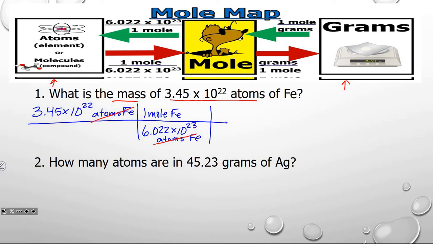So the next thing I want to do is use that red arrow. It says on the bottom I need to put 1 mole of Fe. On the top I put grams. I get the grams from the periodic table, so I look for Fe. It's number 26 on the periodic table, but its mass is 55.845. That makes it 55.845 grams of Fe. So then my moles of Fe cancel out.